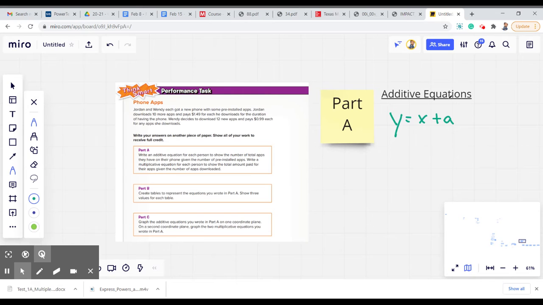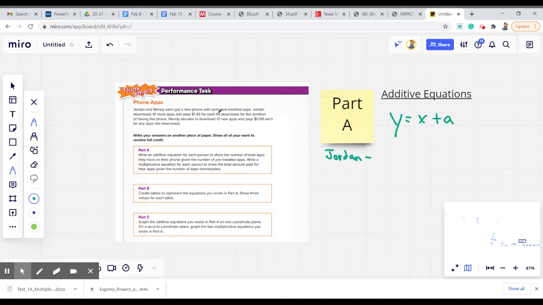Okay, so y equals x plus a. That's what we're looking for. That's what we want our equation to look like for an additive equation. Y equals x plus a, where a is going to be the number of apps that he downloaded. Okay, all right, so let's see. Jordan, we'll do Jordan's first. This is Jordan.